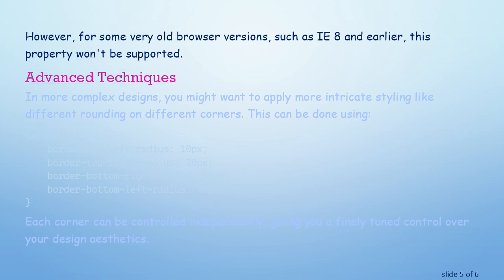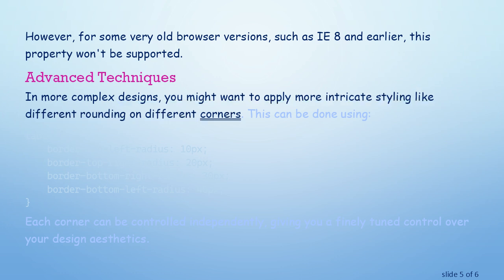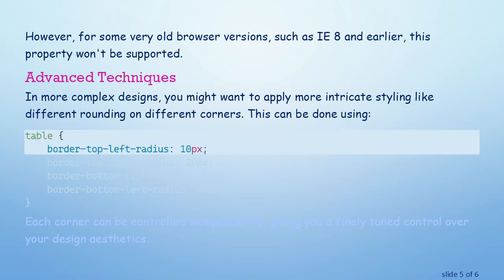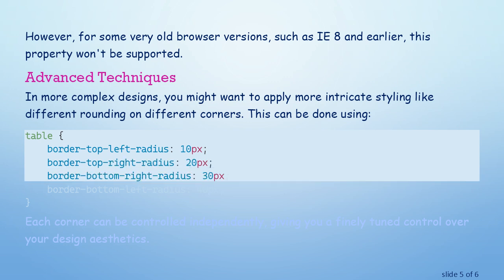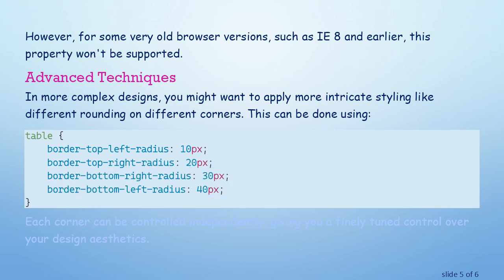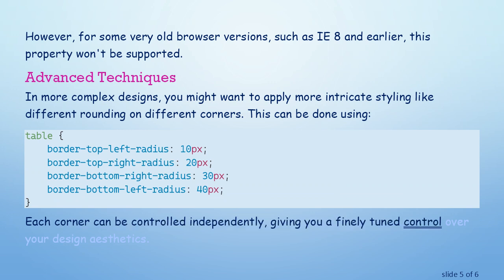Advanced techniques. In more complex designs, you might want to apply more intricate styling like different rounding on different corners. This can be done using individual corner properties. Each corner can be controlled independently, giving you finely tuned control over your design aesthetics.